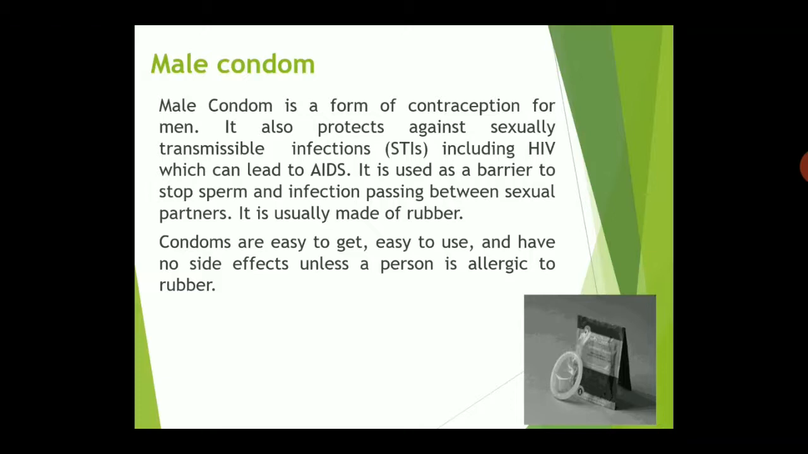Male condom. It is a form of contraception for men. It also protects against sexually transmitted infections, including HIV, which leads to AIDS. It is used as a barrier to stop sperm and infection passing between sexual partners. It is usually made of rubber. Condoms are generally easy to get, easy to use, and have no side effects, unless a person is allergic to rubber.